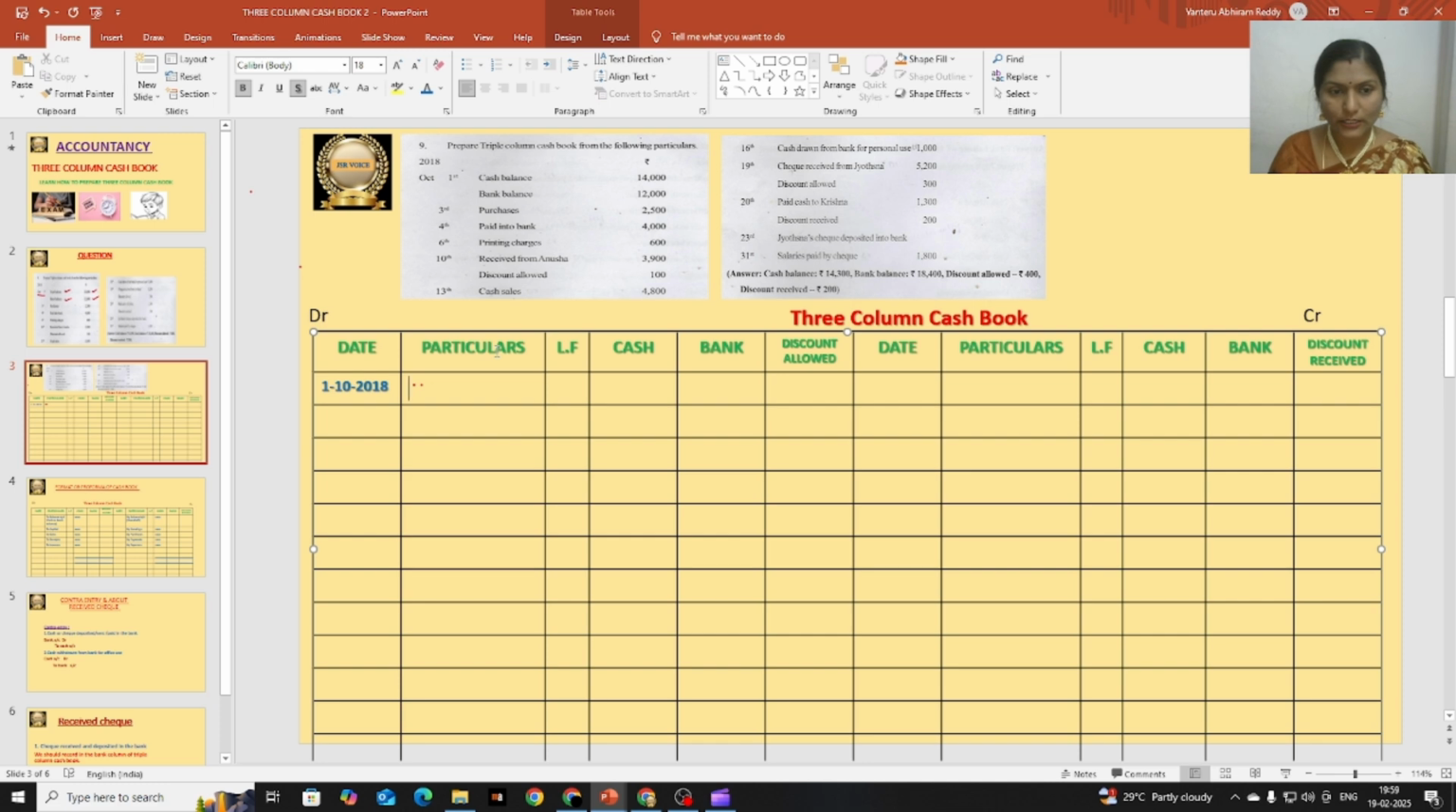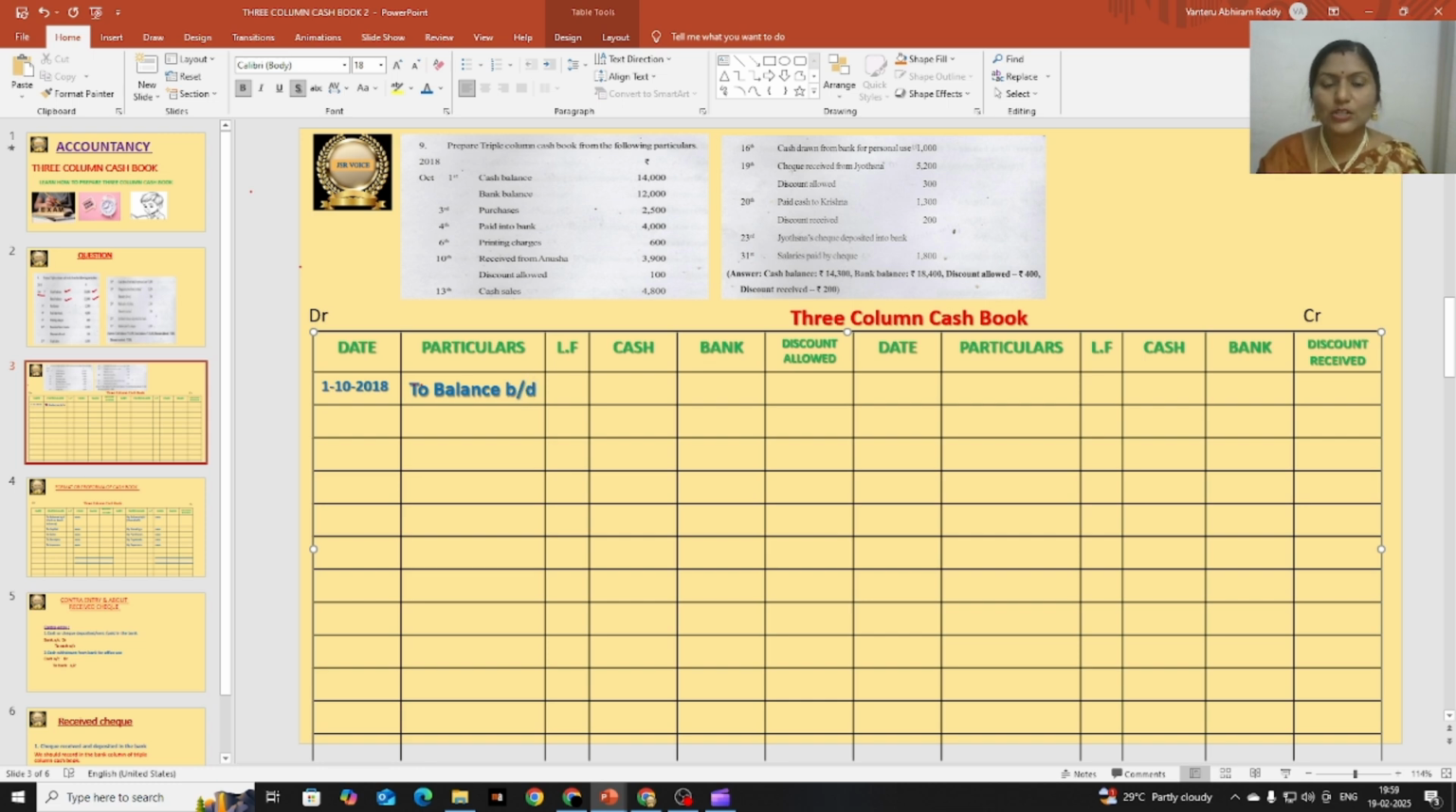Now let us record this. How to write here? I said already, whenever we are going to write opening balances, and if that is cash balance and bank balance, we should write on the debit side, and we should mention "to balance brought down." Here I am mentioning "to balance brought down."